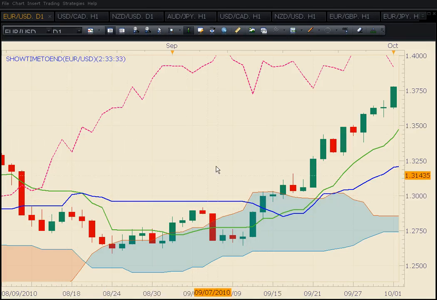Now your stop loss would always be below at least your Kijun, or below your Kumo. You could put it below your Tenkan-sen. Those are the three areas for stop loss.